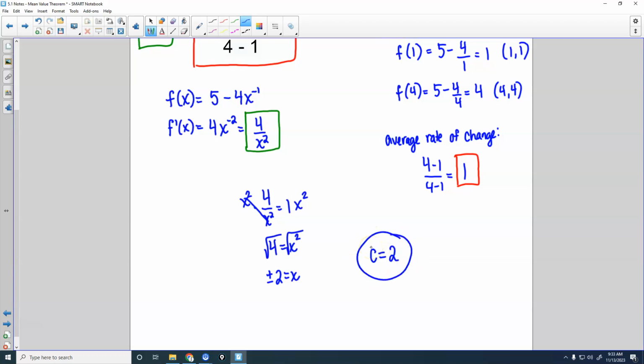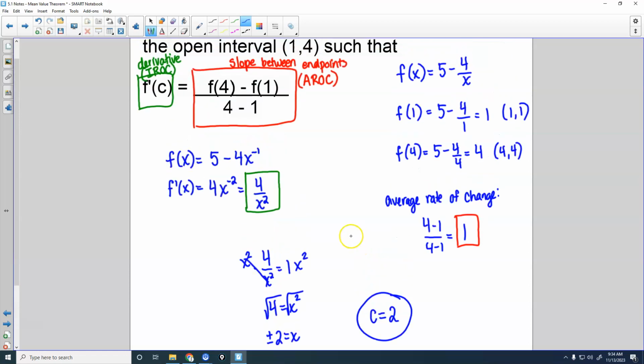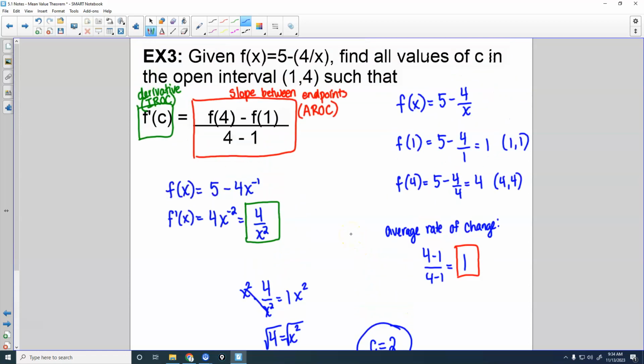If the interval included both, like if it was from negative 4 up to 4, then we would include 2. Oh wait, let's see. Hold on. Okay. Is this continuous and differentiable from 1 to 4? Yeah. It is. Is it continuous and differentiable from negative 4 to 4? It is not, because what value would make this not continuous? 0. So if your interval included 0, then you wouldn't be able to do this problem here.